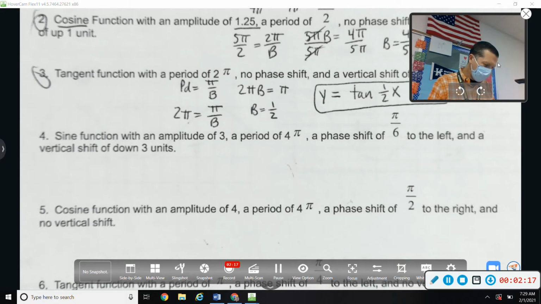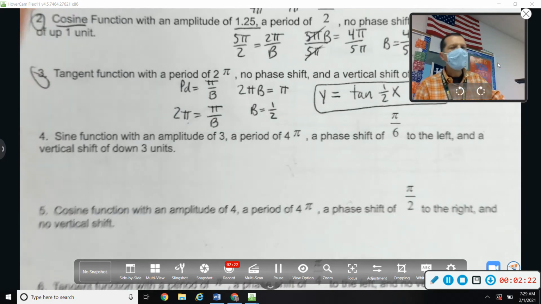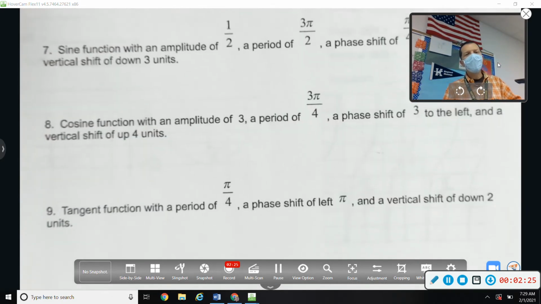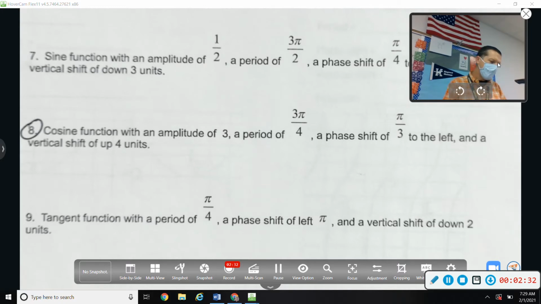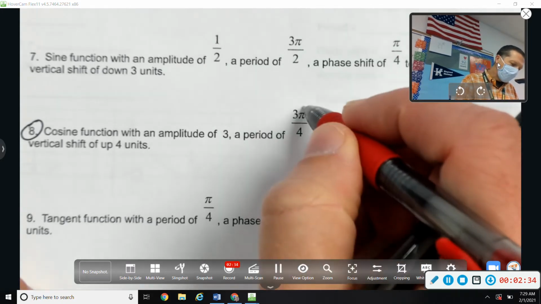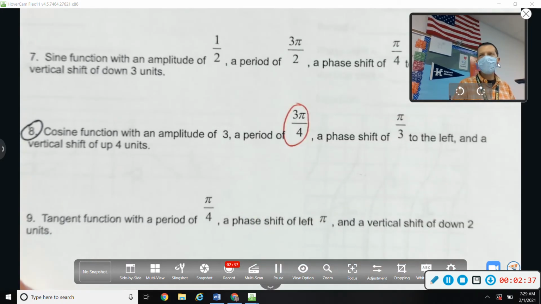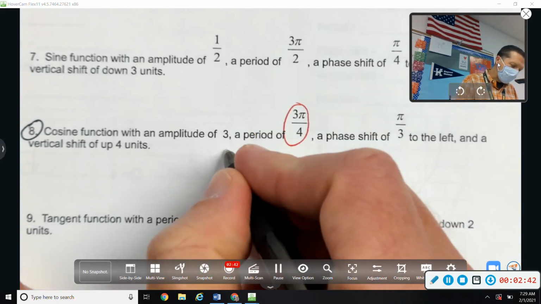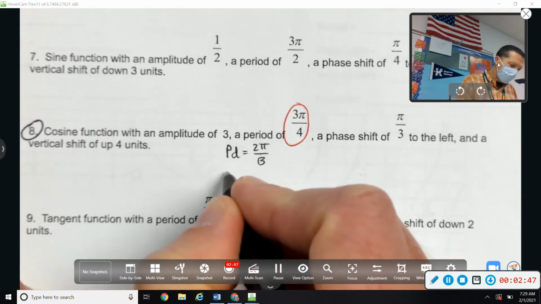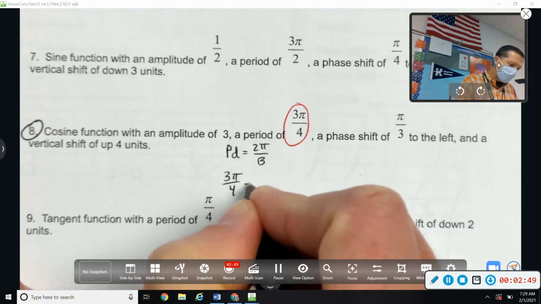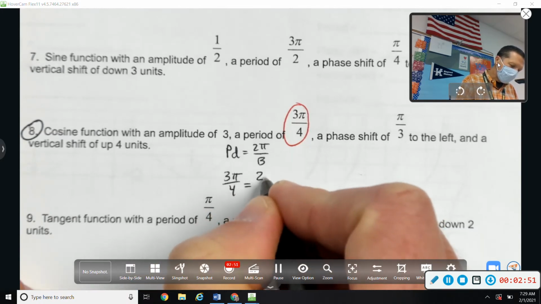Let's do number 8, just because that looks like it has all sorts of things going on with it. None of them really that hard, but it's got a little bit of everything. So number 8, and then we'll move on. Cosine function with an amplitude of 3, period of 3 pi over 4. Remember, this is the only piece we have to be concerned with, but this is the only one that causes any issues, really. Because the period is 2 pi over b, that means 3 pi over 4 is equal to 2 pi over b.